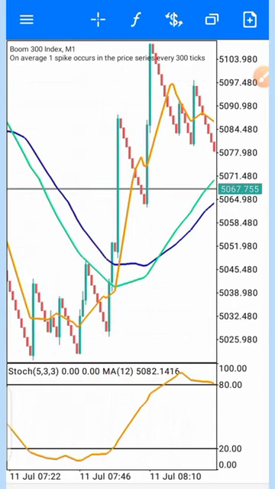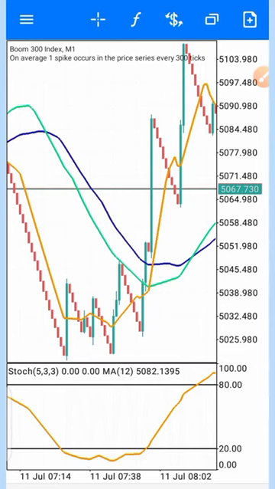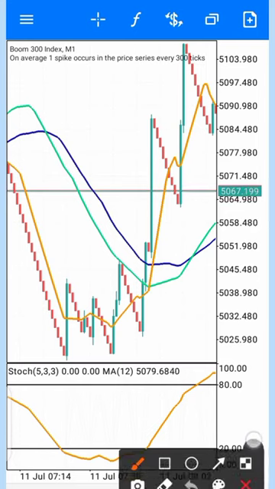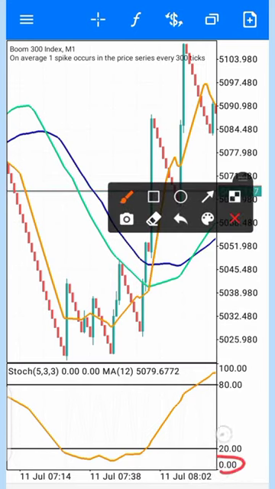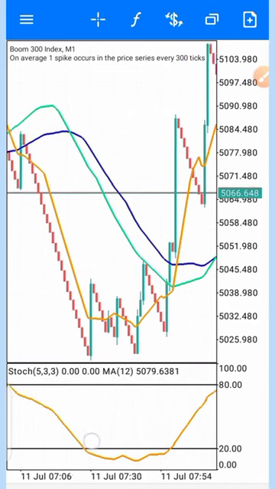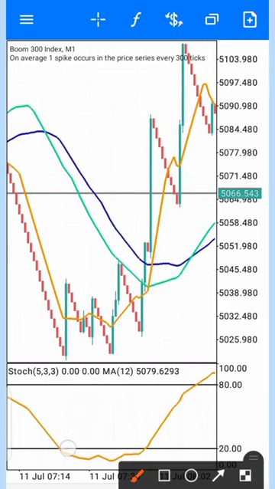So this simple strategy is just that you can see this stochastic. This is my stochastic from 0 to 100 level. You can see 0, 20, 80 and 100. You understand that? So as we all know, 0 to 20 is our oversold region, while 80 to 100 is the overbought region.